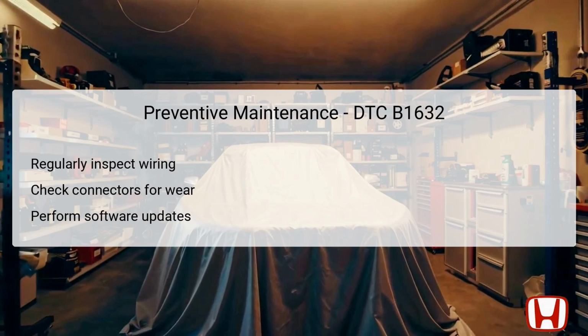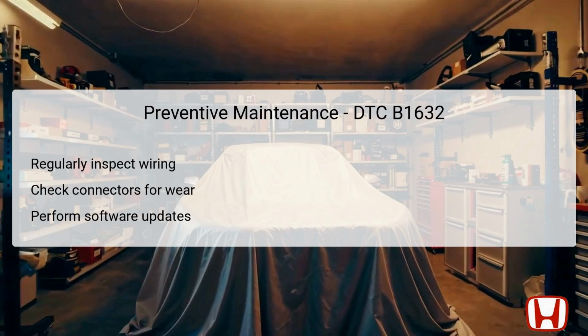For ongoing vehicle reliability and prevention of DTC B1632 in the future, it's vital to adopt preventive maintenance strategies. Regularly inspecting the wiring associated with the keyless access control unit can help identify any fraying or damage before it leads to serious issues. Additionally, routine checks of connectors are essential. Ensuring they are clean and secure can prevent intermittent faults, which are often harder to diagnose.